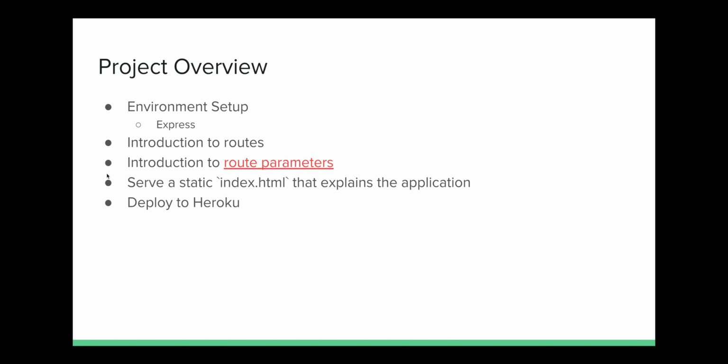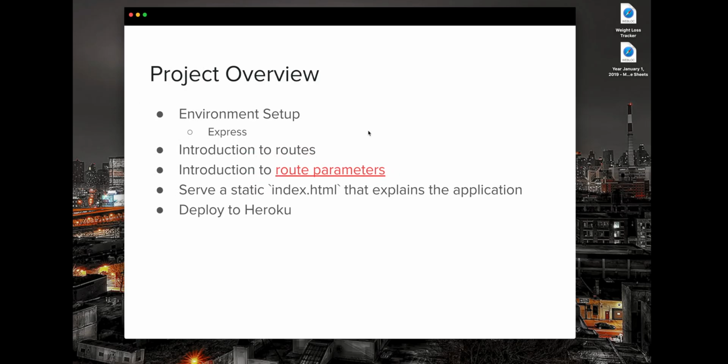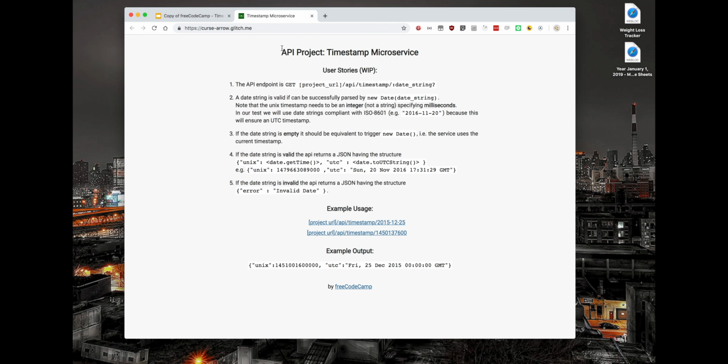The environment setup straight down to the introduction to route parameters can be found in video 0 and video 1. So again, go back and take a look. The next thing we want to do is serve up a basic index.html that explains the microservice that we're creating, the timestamp microservice. A good example of this is a basic index.html that may or may not look like this. This is what FreeCodeCamp is using for their timestamp microservice index.html. So let's get into some code so I can explain exactly how this works.